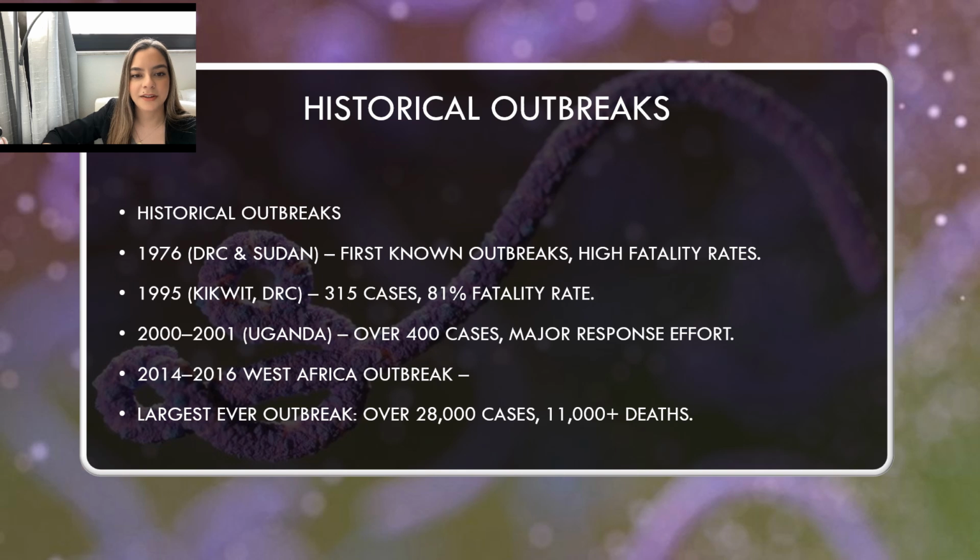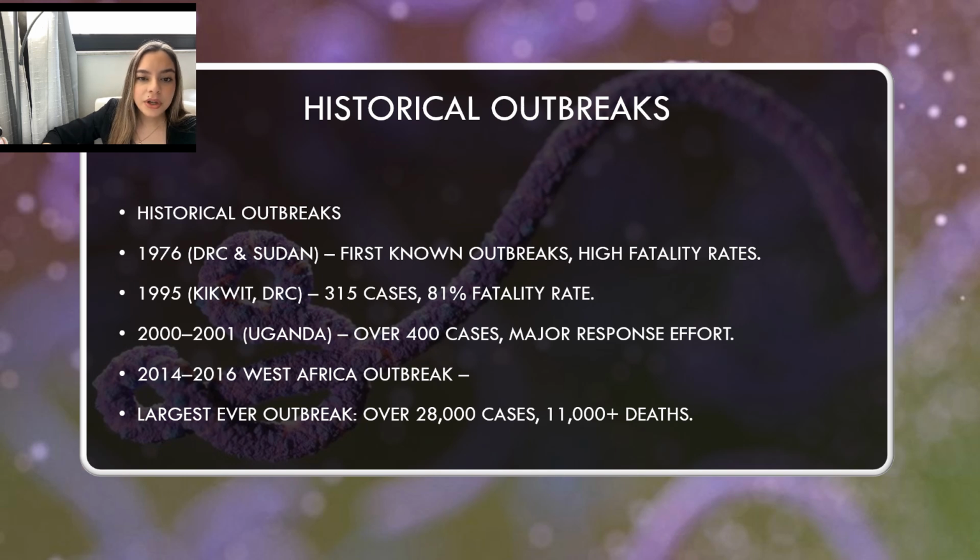Now, in 1995, there was another major outbreak, this time in Kikwit, which is a city located in the Democratic Republic of Congo. And scientists at the time reported 315 cases with a very high fatality rate of 81%. And unfortunately, this was because the community suffered from limited access to sanitary instruments and medical equipment. However, fortunately, since then, scientists understood the importance that sanitation and contact tracing had when it came to the prevention of more outbreaks.